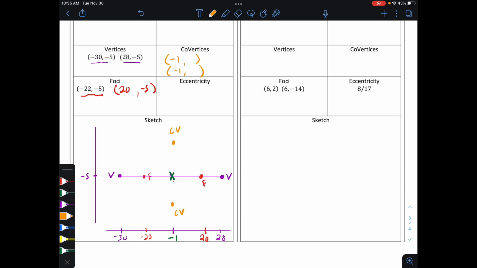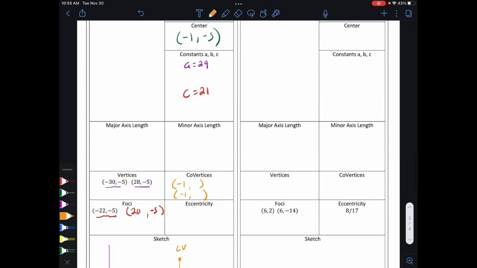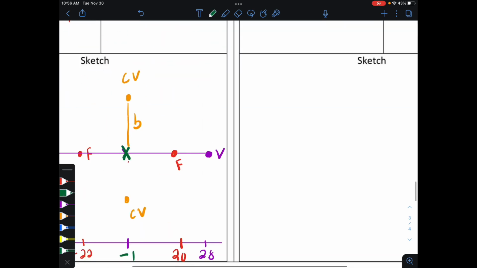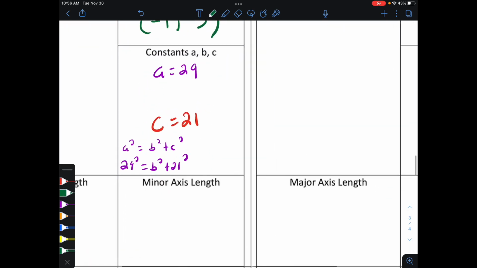Well, the distance from the center to a co-vertex is b. So the way we're going to figure out what b is, we've got to do the Pythagorean relation for the ellipse. So the Pythagorean relation for the ellipse is a squared is equal to b squared plus c squared. So 29 squared equals b squared plus 21 squared. And then we'll solve for b. You use a calculator. 29 squared minus 21 squared, square rooted, and you should get 20. So b is 20.